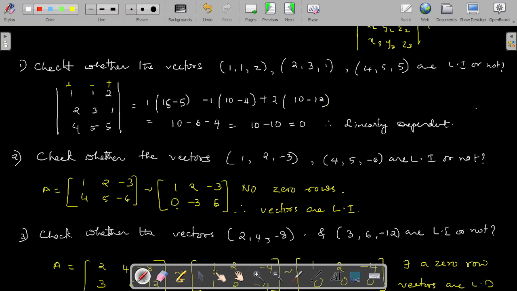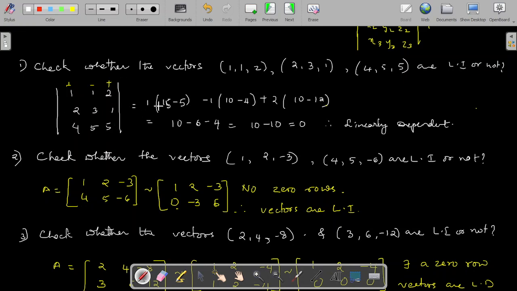First problem, check whether the three given vectors are linearly independent or not. These are three vectors in R cube. Therefore, if you have three vectors in R cube, you can always go with the determinant method. Write the given vectors as the rows of the matrix, then evaluate its determinant. So 1, 1, 1, 2, 2, 3, 1, 4, 5, 5. These are the rows of the matrix.